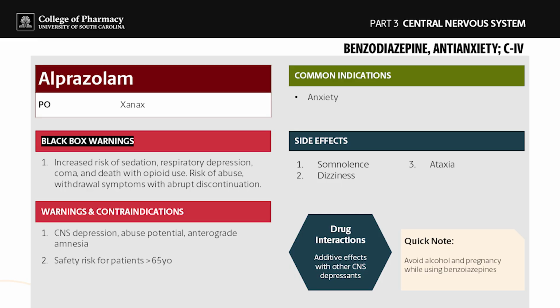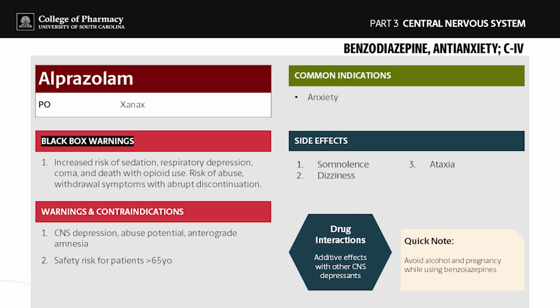Some of the side effects would be somnolence, dizziness, ataxia. And it's important to avoid alcohol with this one. It says avoid alcohol and pregnancy while using benzodiazepines, and that is true. This increases the risk of sedation. This is a black box warning: respiratory depression, coma, and death, especially with opioid use. So that is very important.